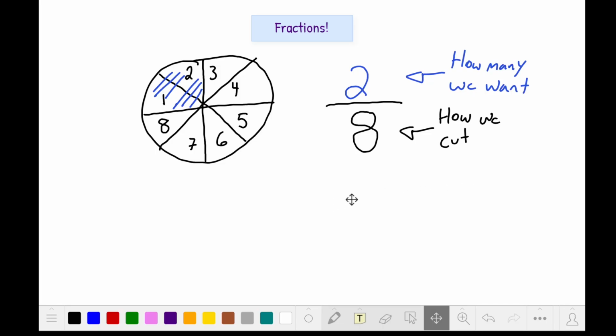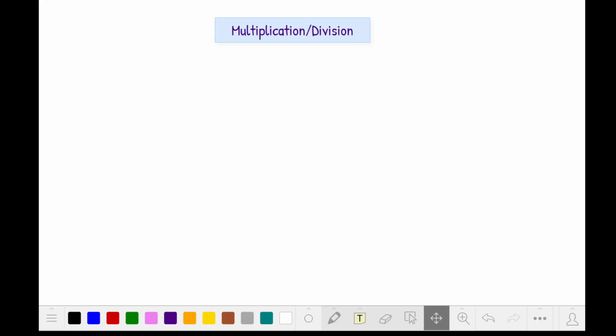Now, the question is, what can we actually do with this? The same way that we can add, subtract, multiply, and divide numbers, we can do the same thing with fractions. But fractions are a little bit weird in that multiplication and division is actually quite a bit simpler than addition and subtraction compared to regular numbers. So we're going to start off with multiplication and then division.